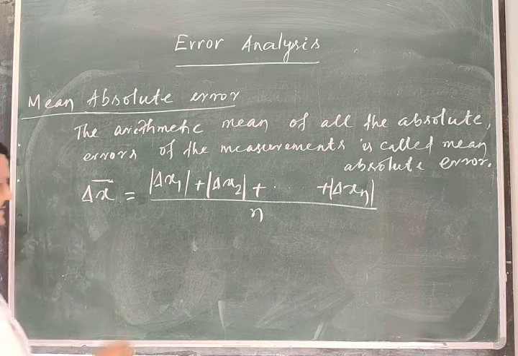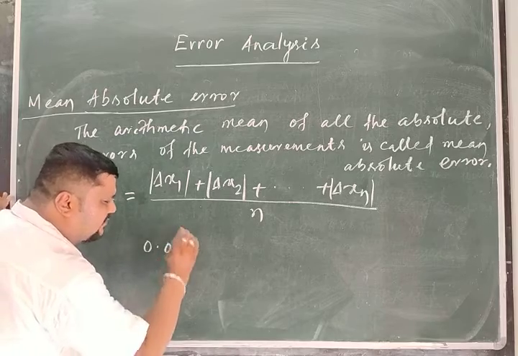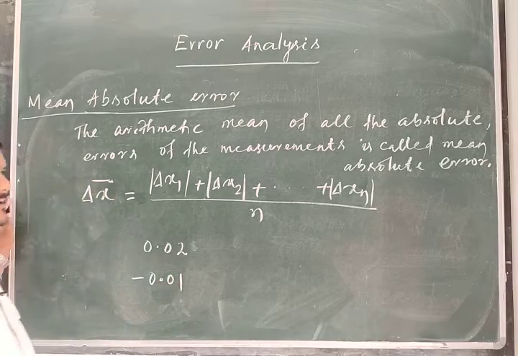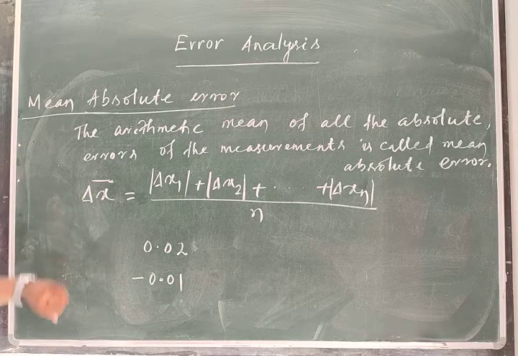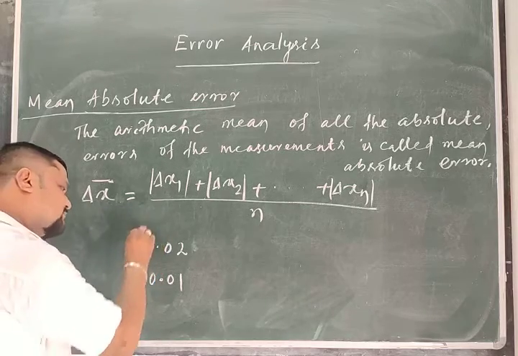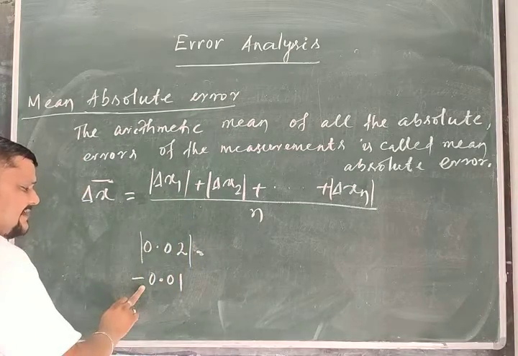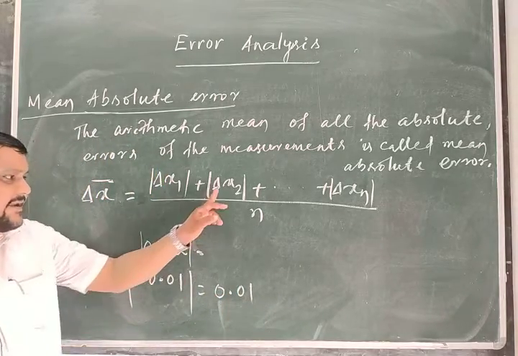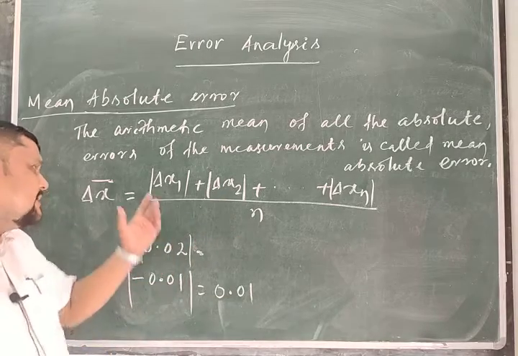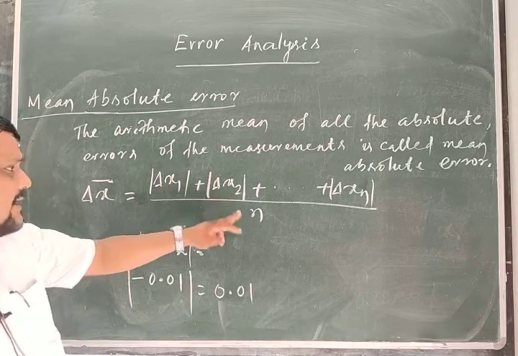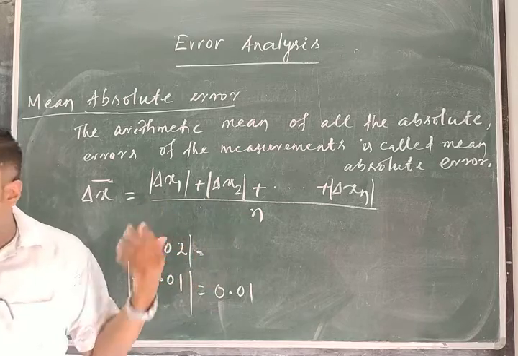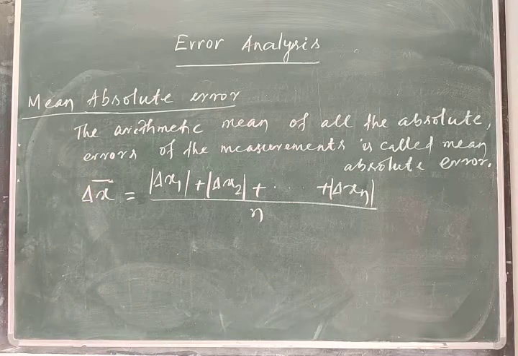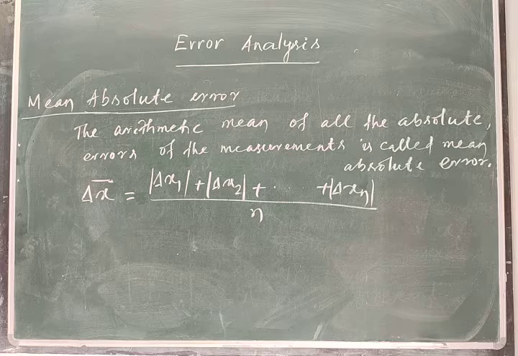Suppose in the first observation I got the error as 0.02. In the second observation I got this error as minus 0.01. If I want to find the mean absolute error, I will consider 0.02. Its mode is again positive, so no problem. But this is negative, so I will take the mode and get 0.01. Instead of minus 0.01, I will take 0.01. So I will add 0.02 plus 0.01 divided by how many observations I have taken here? 2. So divided by 2. Accordingly, we will calculate the mean absolute error. Clear? So this is how we write the mean absolute error.